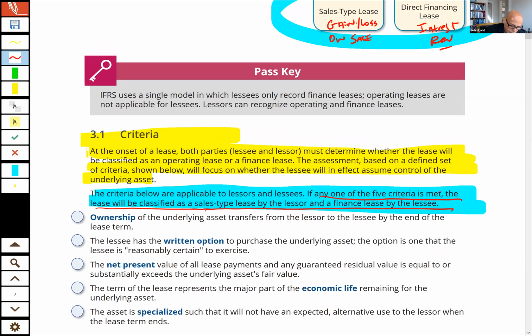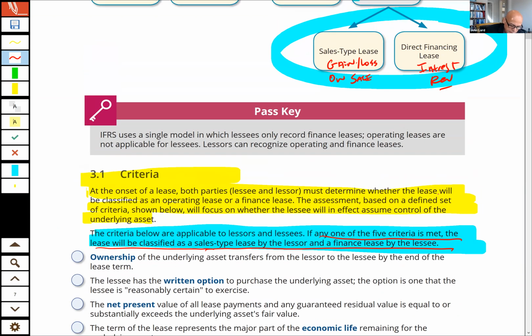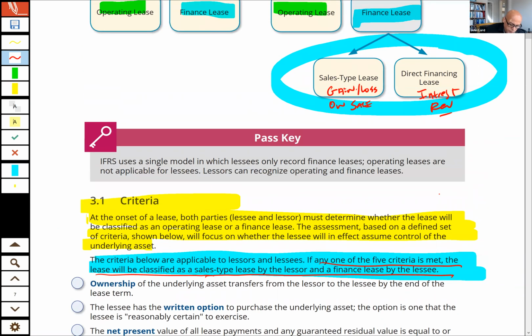For the lessor, it will be what? If you meet any one of these criteria, it's automatically considered to be a sales type lease at that point of the finance lease. And we'll see what happens as to how it would become a direct finance lease.